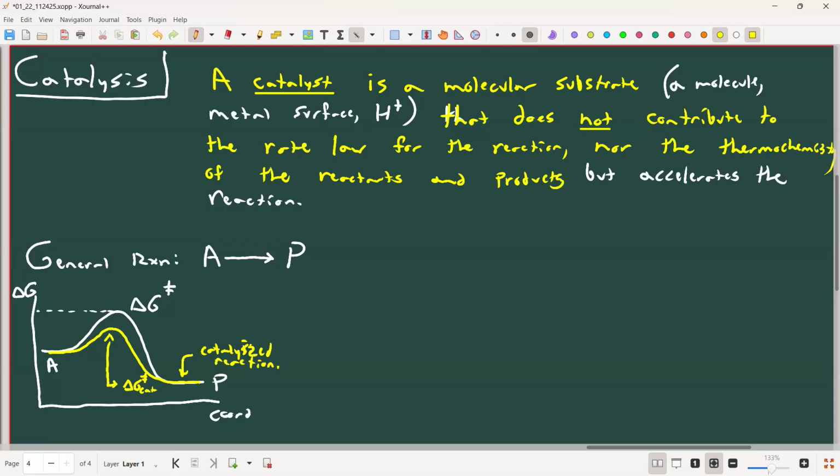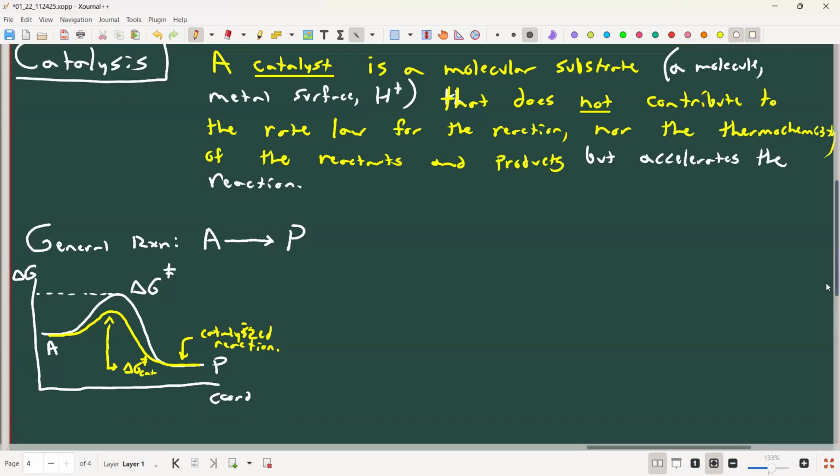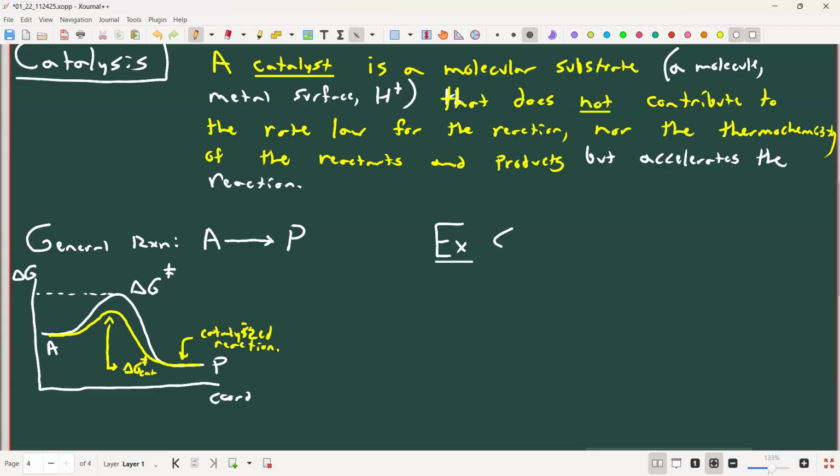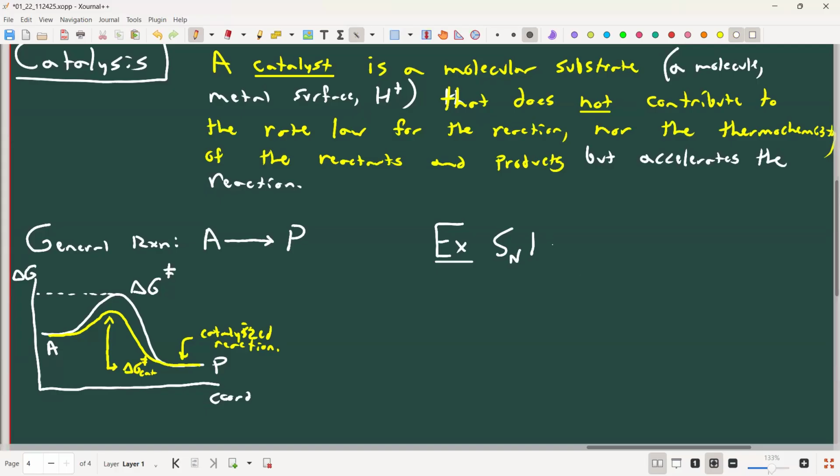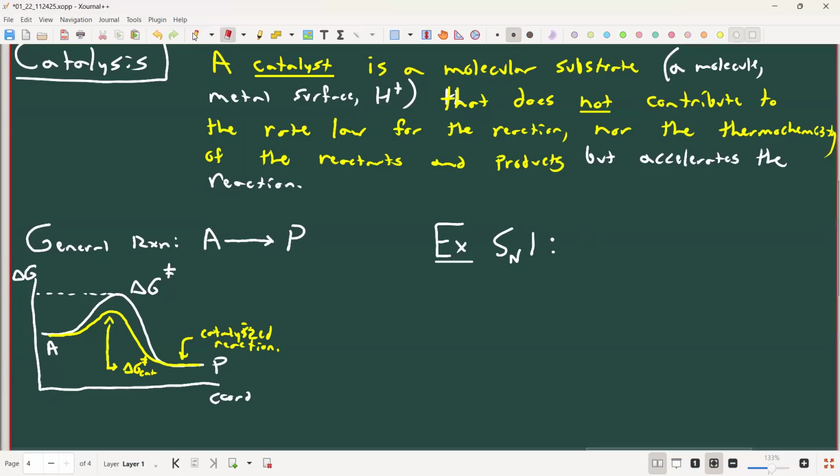Let's look at an example. We're going to have a couple of examples today. And then next class, when we get back from Thanksgiving, I have a whole lecture on an example that we'll look at, its application. Right? So let's look at another example. Let's look at an SN1 reaction.